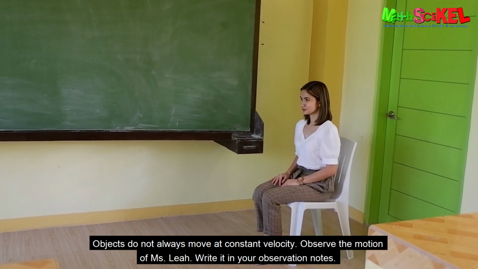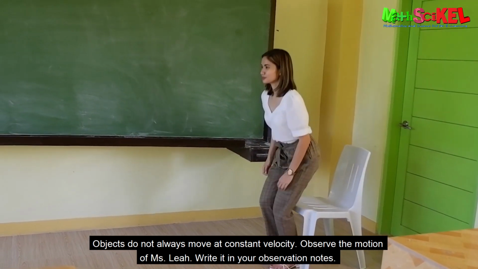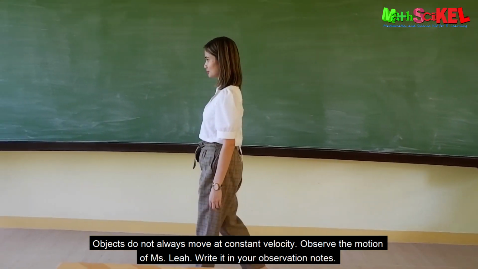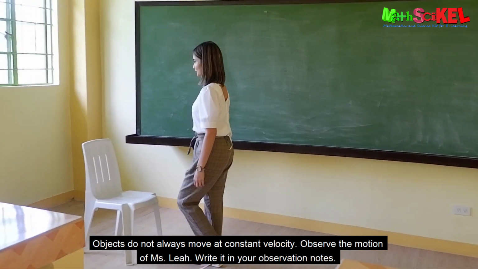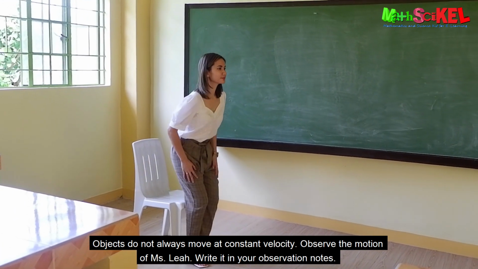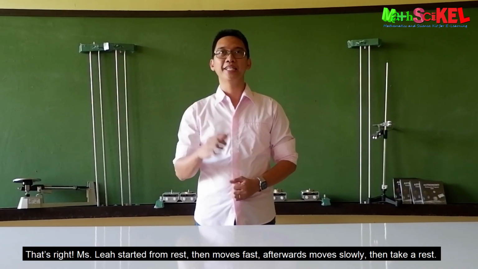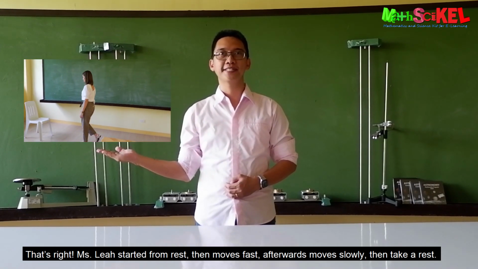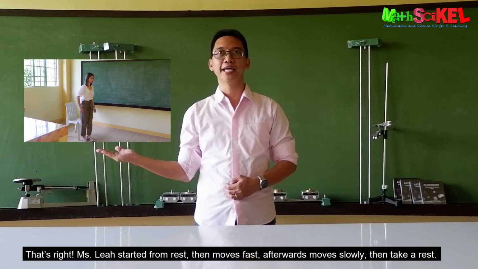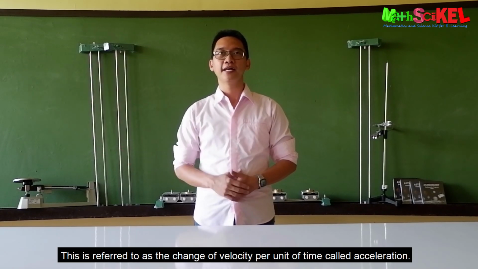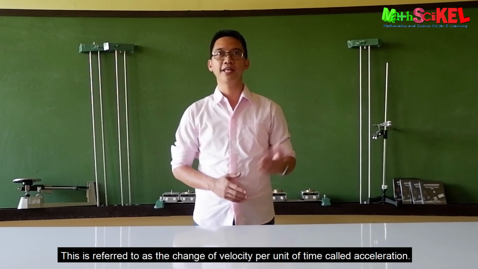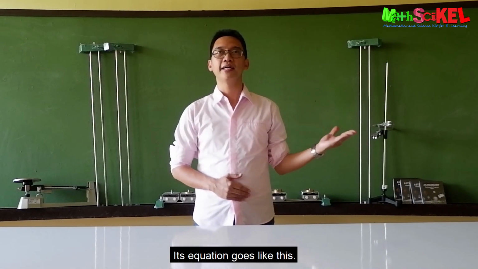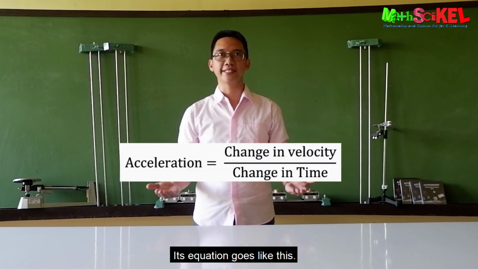Objects do not always move at constant velocity. Observe the motion of Miss Leia. Write it in your observation notes. That's right! Miss Leia started from rest, then moves fast, afterwards moves slowly, then takes a rest. This is referred to as the change of velocity per unit of time called acceleration. Its equation goes like this.